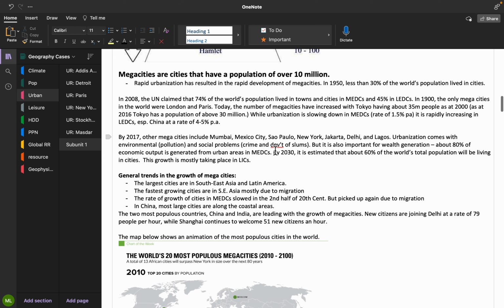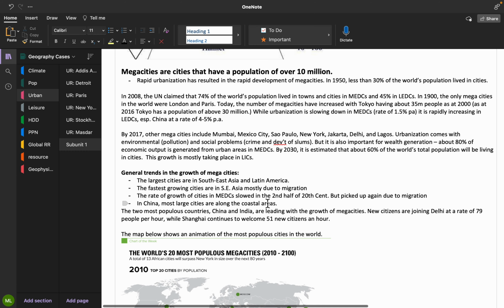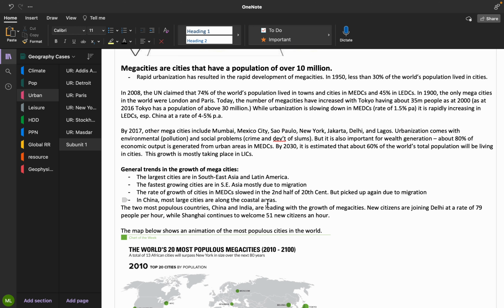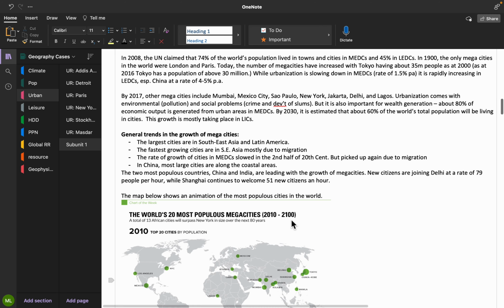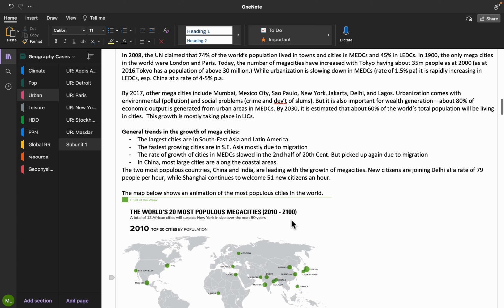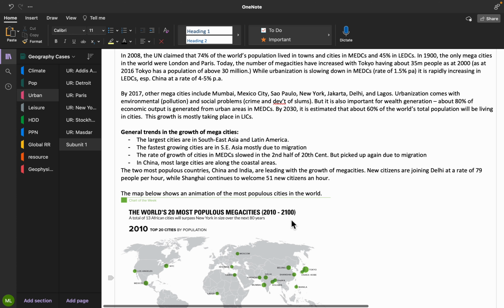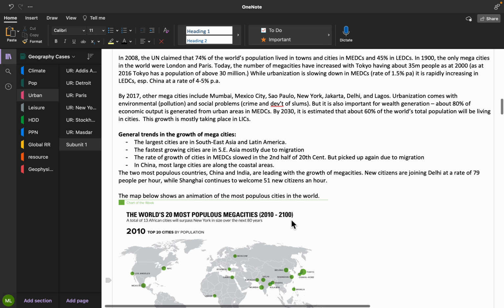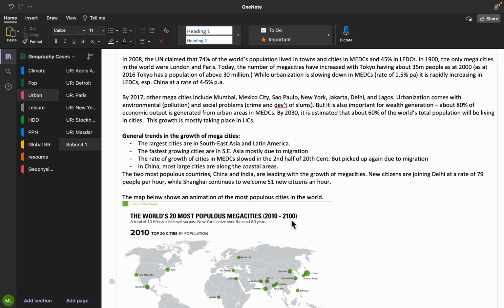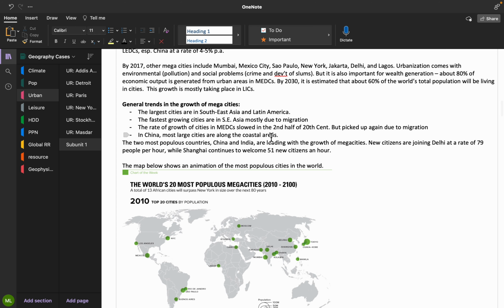Okay, so if we look more towards the time now, 2017, other megacities like Mumbai, Mexico City, Sao Paulo, New York, Jakarta, Delhi, and Lagos have been becoming megacities as well. This could be a boom in their population because their fertility rates are high, or it could be an influx of migrants and immigrants going into their country for job opportunities. It could be a myriad of reasons, but those are just some I could list.